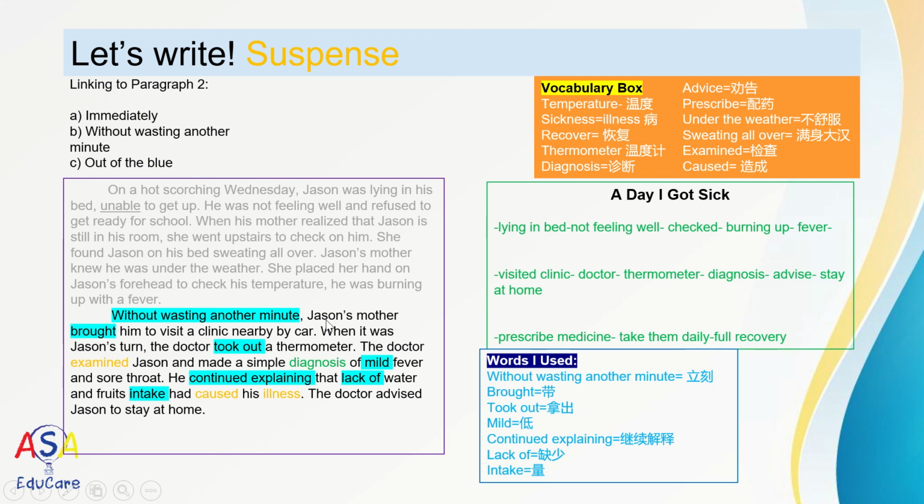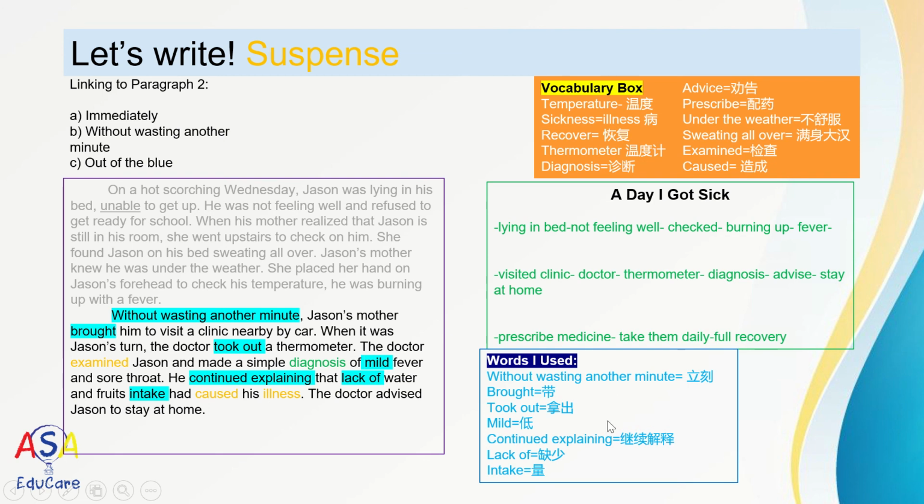Without wasting another minute, Jason's mother brought him to visit a clinic nearby. Most likely nearby because it is an emergency, by car. Remember the question: how did they get to the clinic? So I put by car. "When" is also a good word to continue the sentence: when it was Jason's turn, the doctor took out a thermometer. The doctor examined Jason and made a simple diagnosis of mild fever and sore throat.